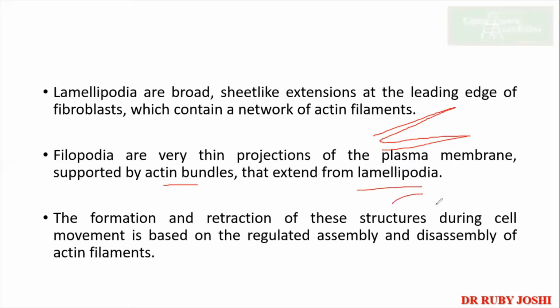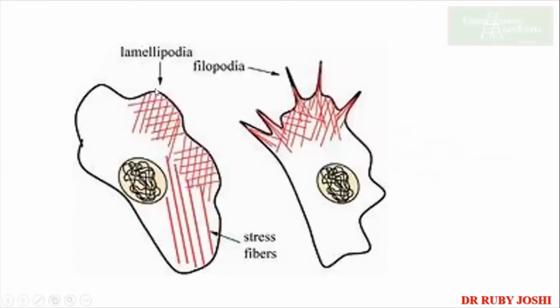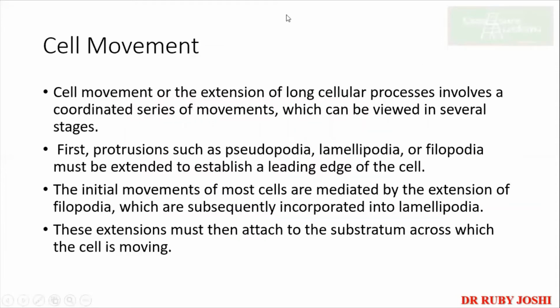Meaning, when a cell forms lamellipodia, from there thin filopodia will form, okay? I'll show the figure, it will be clearer. The formation and retraction of these structures during cell movement is based on the regulated assembly and disassembly of actin filaments. So in short, it is all about the polymerization and depolymerization of actin filaments. Here you see, this is your lamellipodia, the broad one when it is trying to move, and if you have this thin projection, then that is your filopodia. Now coming to the cell movement.